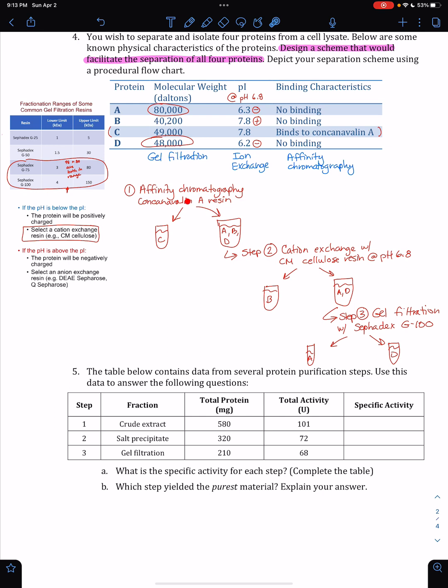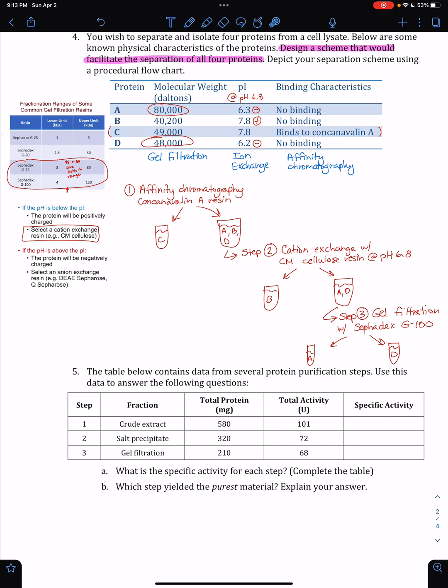Not, oh, I'm going to do a chromatography step, or oh, I'm going to do a gel filtration chromatography. No, well, which of those resins would you do? And why would you choose that? Which pH would you do? Are you going to do cation or anion exchange?